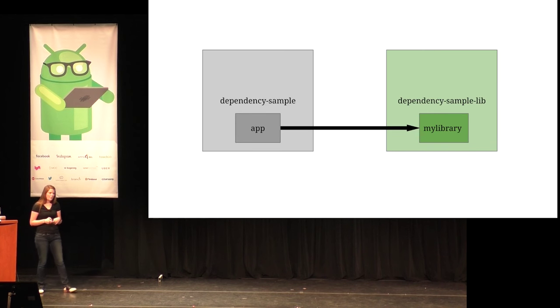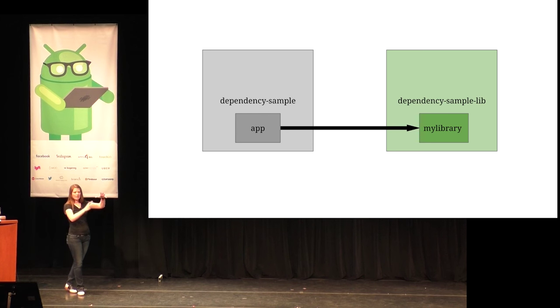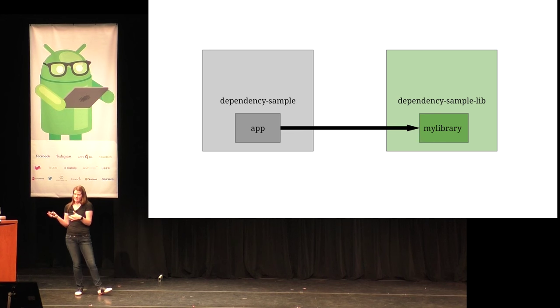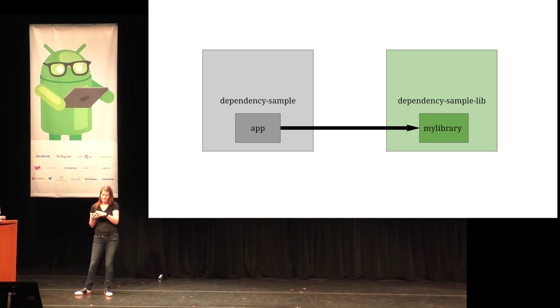So here is a visual representation of what Git submodules is doing. I've got the dependency sample box, which is signifying my Git repository. And then inside that, I have app, which is a module. So, you know, when you start up a Hello World project in Android Studio, they create the app module. That's what that is. Then my other repository is dependency sample lib, and I've got my library module in there. And then what Git submodules is doing is, using Git, it allows your app module to point directly to your library module. And it does this by referencing a specific Git commit SHA.